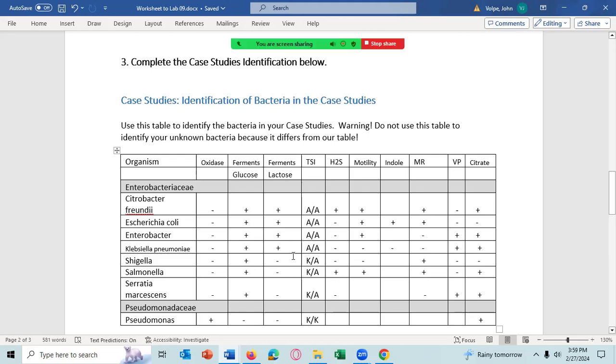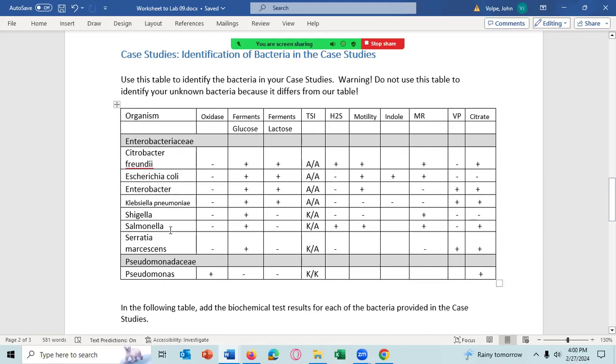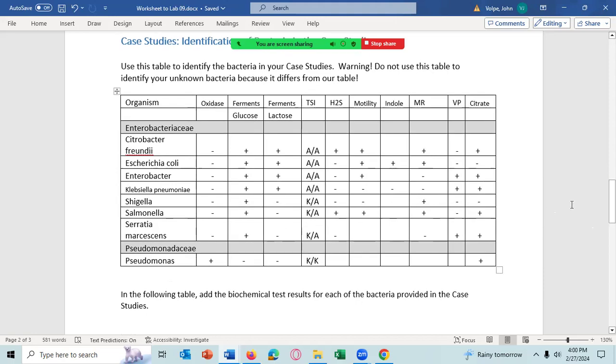Do not use this key to solve your unknown project, because for one thing, this key only has bacteria from 2 families, Enterobacteriaceae and Pseudomonadaceae, gram-negative bacilli. We'll come back to this table in a minute.